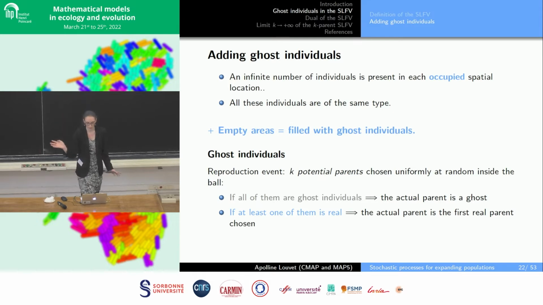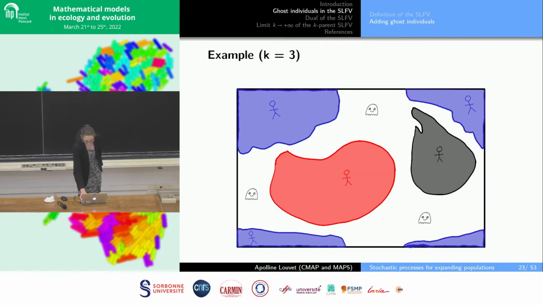We fix it in advance, but that's it. And then we choose our actual parent out of these k potential parents. If all the potential parents are ghost individuals, then the actual parent is going to be ghost as well. But if at least one of the potential parents is real, then the actual parent is going to be the first real parent sampled.